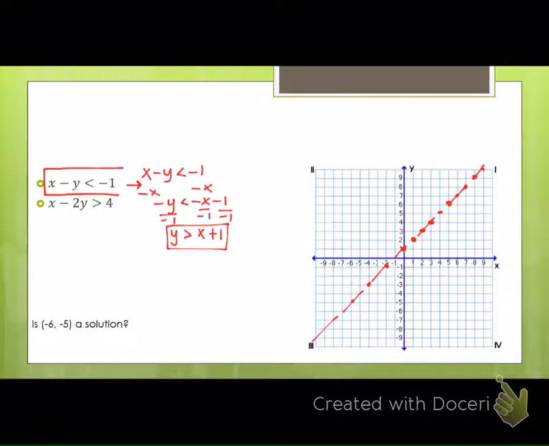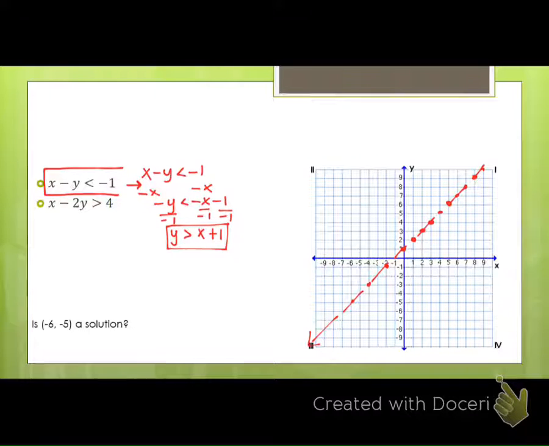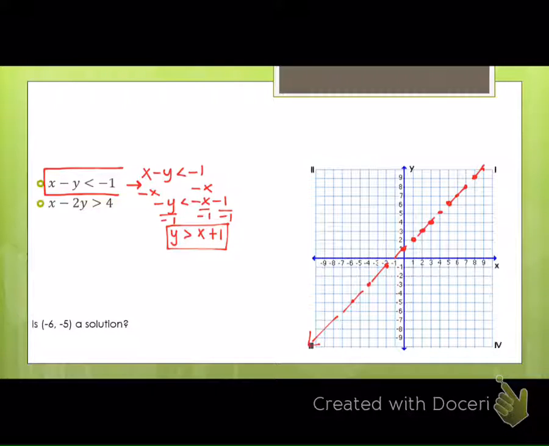What's wrong? It's supposed to be a dashed line? Yep. Not a solid line. I almost did it again. If you need whiteout, I can give you some. I'm good.